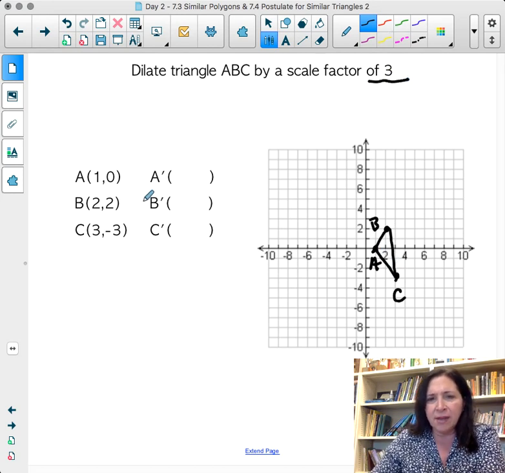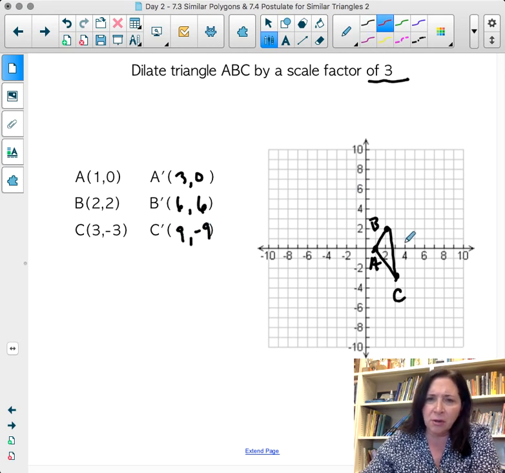And in doing that, when we dilate to a scale factor of 3, we're going to basically multiply all of these values by 3. So we're going to have 3, 0. We're going to have 6, 6, and we're going to have 9, -9. And so my new triangle is going to have values 3, 0. We call that A prime. Then we have 6 and then 6, and that's B prime. And then we have 9 and then -9, and that's C prime.